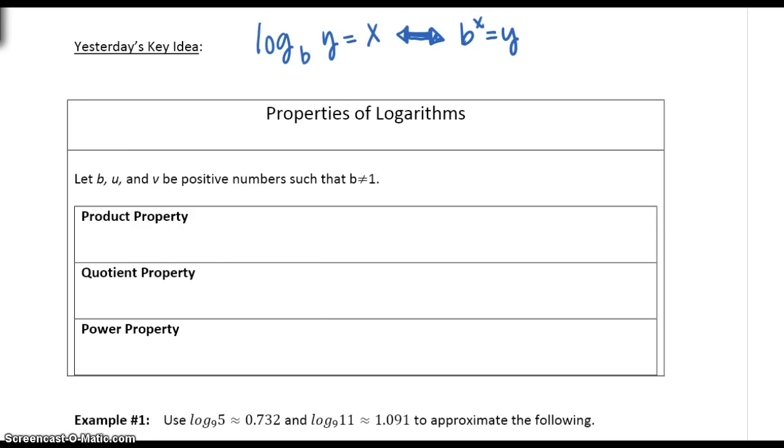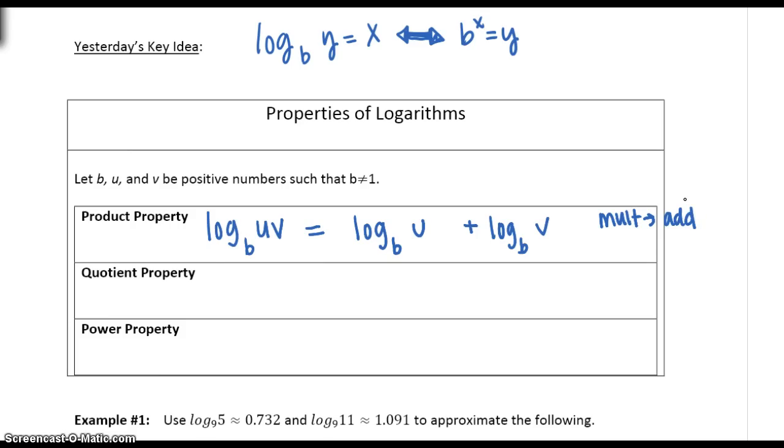So let b, u, and v be positive numbers such that b is not equal to 1. First let's talk about the product property. Product should make you think of multiplication, right? So if I have the logarithm base b of u times v, those are multiplying. To expand that back out, multiplication will turn into addition. So we'll still have log base b, with the plus sign there too, but now this has a u on it, and that has a v on it, okay? So if they're multiplying, you want to turn it into the addition of separate logarithms.